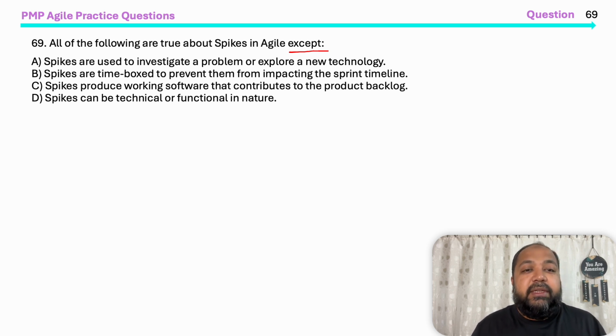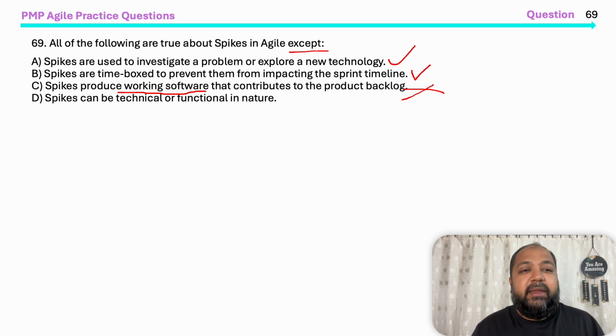Spikes are used to investigate a problem and explore a new technology. Yes, that is true. Spikes are time-boxed events to prevent impacting the sprint timeline. Yes, that is also true. Spikes produce working software that contributes to the product backlog. Okay, you will not get the complete working software in a spike. It's just you're exploring something. It's not the full working software.